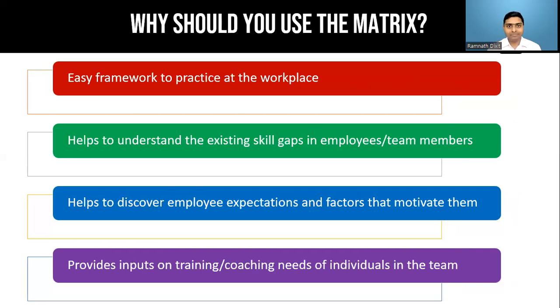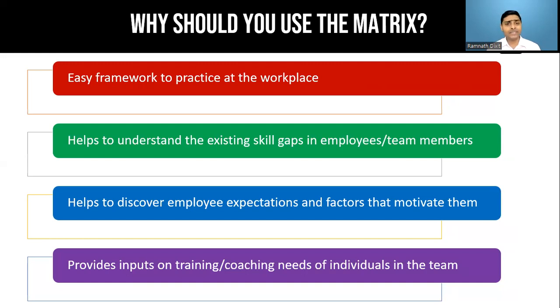And then finally, the question is, why should I use it? Well, there are so many reasons, and I can give you hundreds of reasons why you should use this matrix. But first and foremost, the basic reason is it's an absolutely easy framework to practice. There is nothing complicated about it. You can apply this tool right away in your teams and get to know who stands in what quadrant and what should be your approach. So that's number one reason why you should even consider using the matrix.